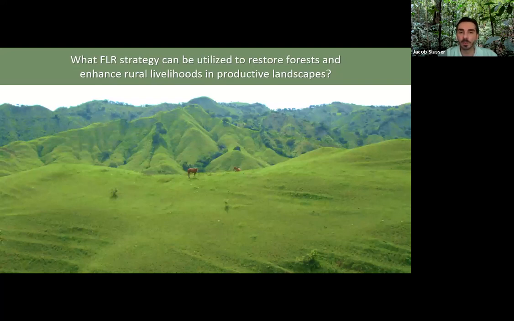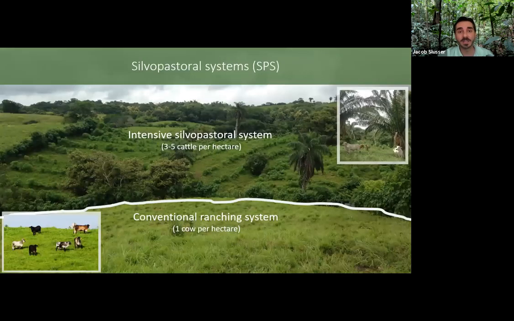So I pose a question to all of you: what FLR, a restoration strategy, can be utilized to restore forests and enhance rural livelihoods and agricultural landscapes of the Azuero? And part of the answer is you've already seen in the title, these agroforestry systems. The one we have as an example here is silvopastoral systems, which essentially integrate trees and shrubs into cattle pastures, basically to improve ecosystem function and livestock productivity. They're extremely effective. They're scientifically proven, finally, after years of applied experiences.